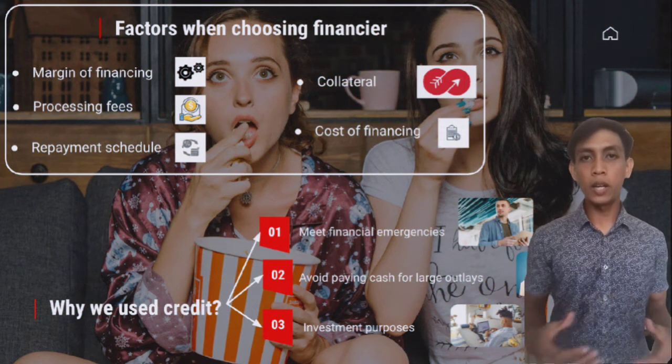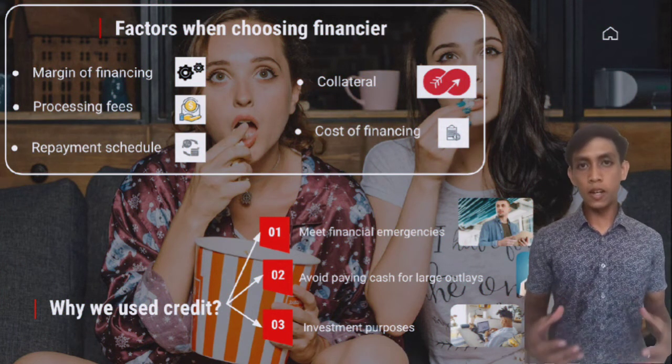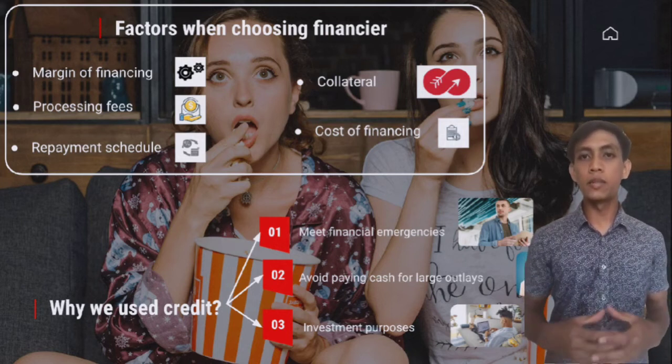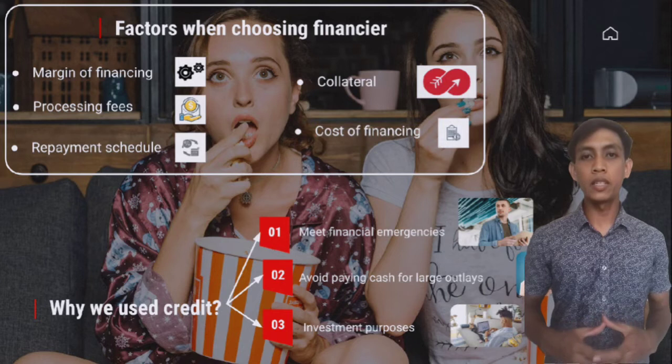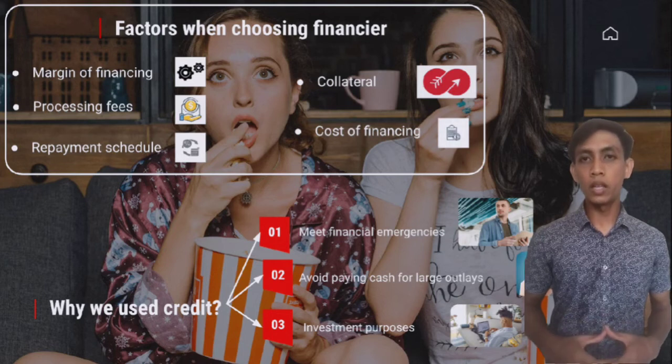So for the next topic, I will explain about factors when choosing financing. Let's start with margin of financing. Margin of financing is the amount of the loan that the financial institution is willing to provide, stated as a percentage of the value of the property that will be used as security for the loan.